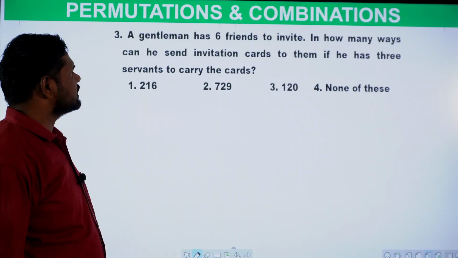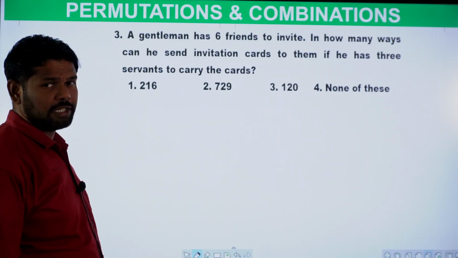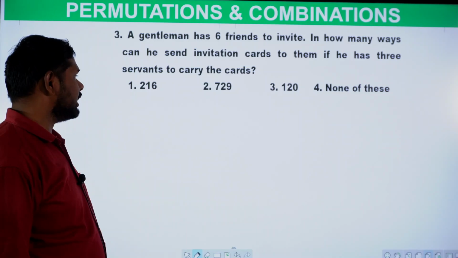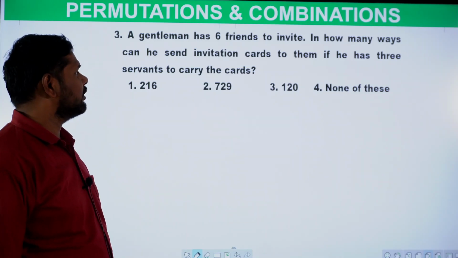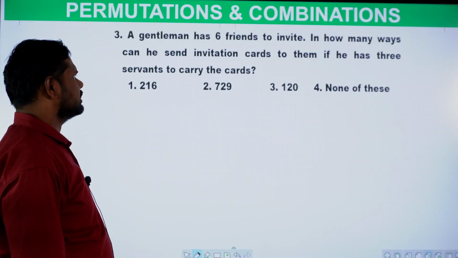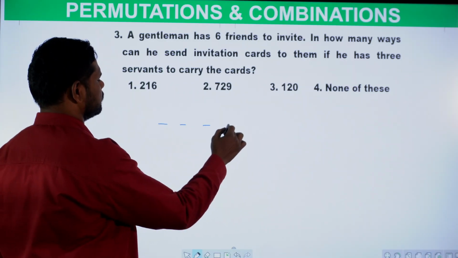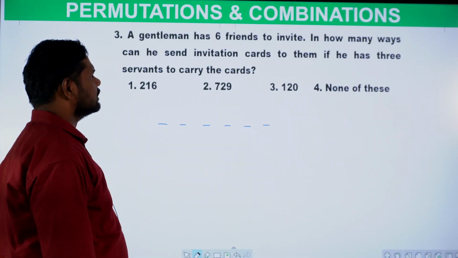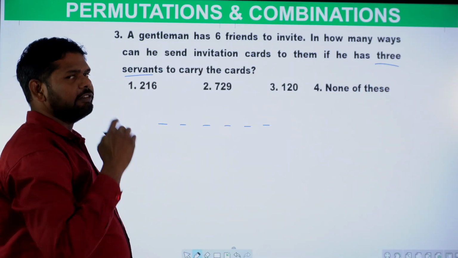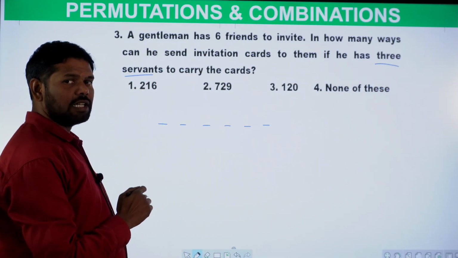A gentleman has 6 friends to invite. In how many ways can he send invitation cards to them if he has 3 servants to carry the cards? So 6 friends are there and he has 3 servants. In how many ways can he send the invitation cards?